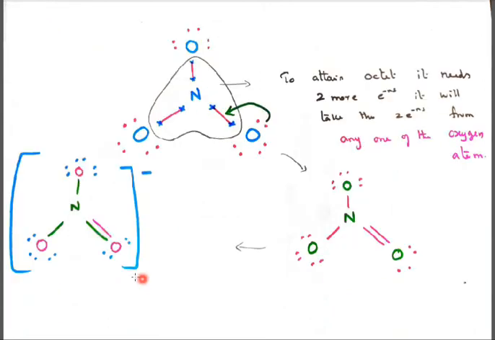So this is the way of writing it. This single bond oxygen: 2, 4, 6, 8. For this one: 2, 4, 6, 8. For this oxygen: 2, 4, 6 and 8. And nitrogen: 2, 4, 6, 8. Everywhere it is satisfied with the octet, 8 electrons.